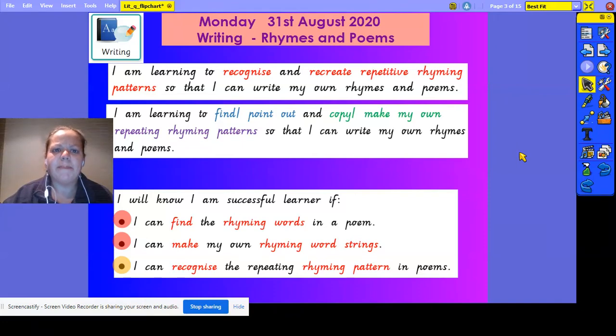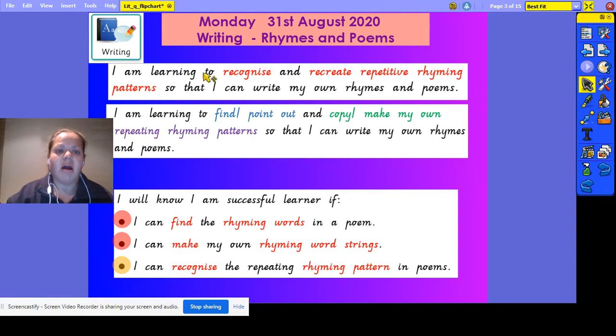Good morning and welcome back again for our second part of today's rhyming lessons. So in writing this week, we're going to be looking at rhymes and poems, and we're going to carry on with that for the next couple of weeks. So let's look at our learning intention.